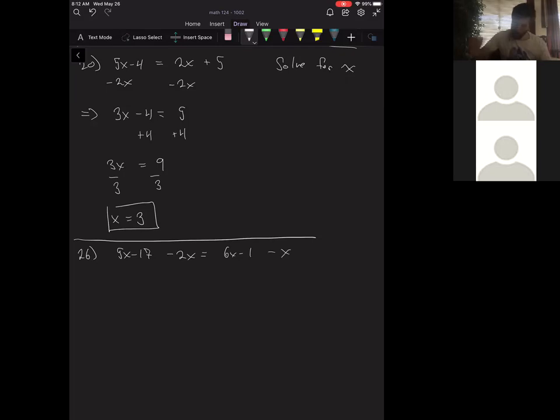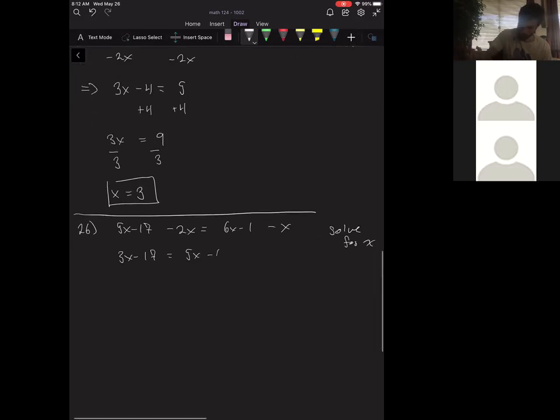All right. So let's combine, solve for x. So before we move any x's around, let's just combine all the like terms on both sides of the equal sign. So you notice on the left-hand side, we have a 5x minus a 2x. That can turn into a 3x. And just rewrite the 17. On the right-hand side, we have a 6x and a minus x. That can turn into 5x. Rewrite the minus 1.